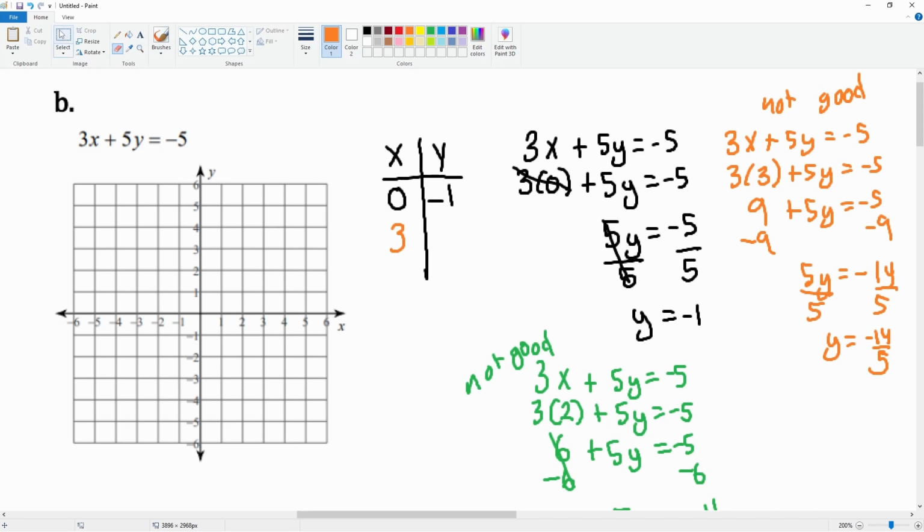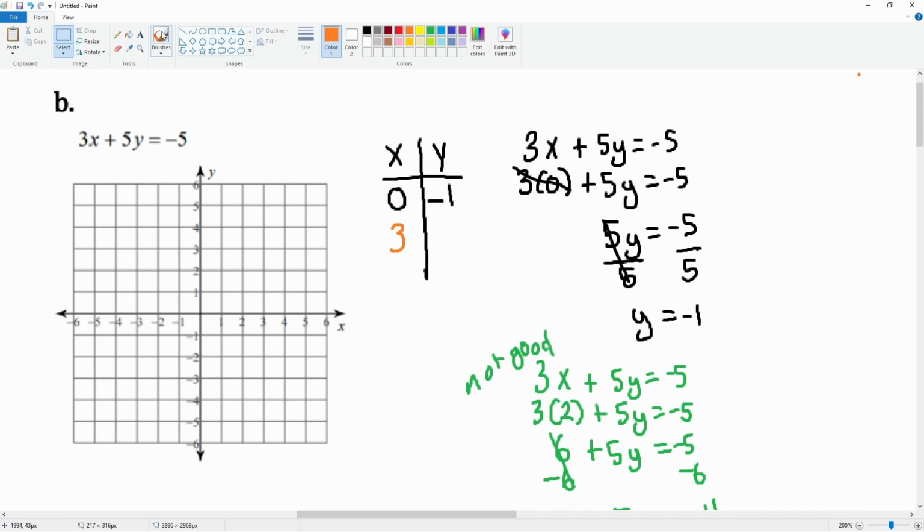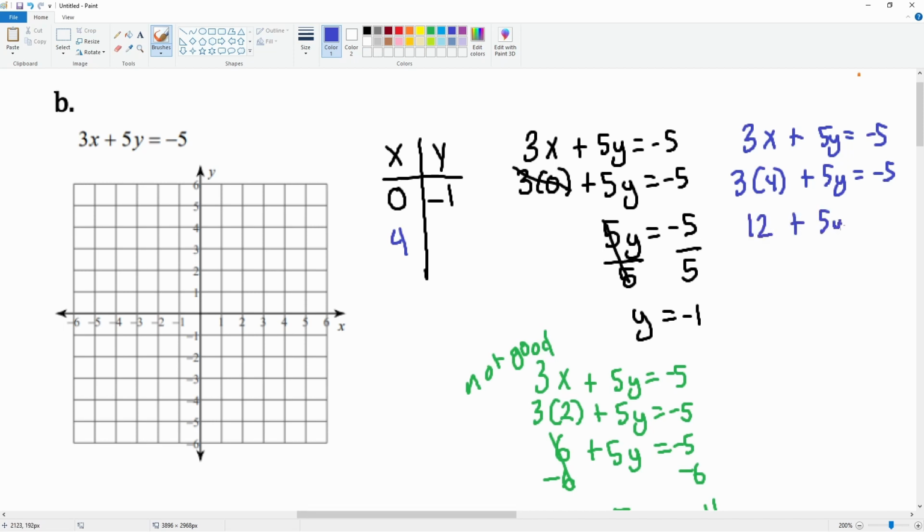All right. So let's try it again. Let's try 4. 3x plus 5y is equal to -5. 3 parentheses 4 plus 5y is equal to -5. 3 times 4 is 12, plus 5y is equal to -5. Minus 12, you get 5y is equal to -17. Divided by 5, y is equal to -17 over 5. This is also not good.